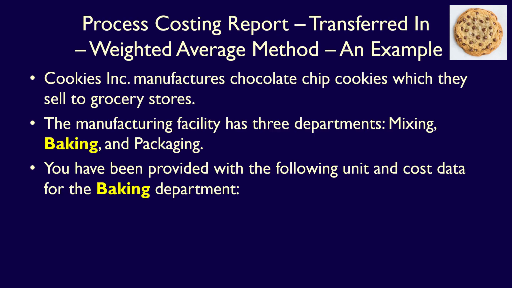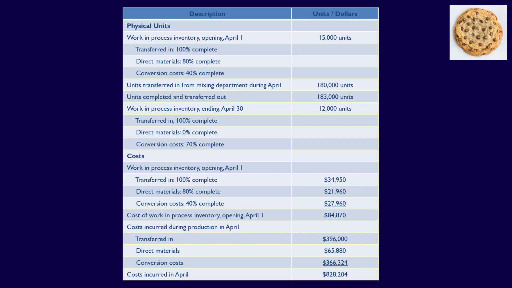You have been provided with the following unit and cost data for the baking department. Physical units. Work in process inventory opening April 1st, 15,000 units. Transferred in, 100% complete. Direct materials, 80% complete. Conversion costs, 40% complete. Units transferred in from the mixing department during April, 180,000 units. Units completed and transferred out, 183,000 units. Work in process inventory ending April 30th, 12,000 units. Transferred in, 100% complete. Direct materials, 0% complete. Conversion costs, 70% complete.